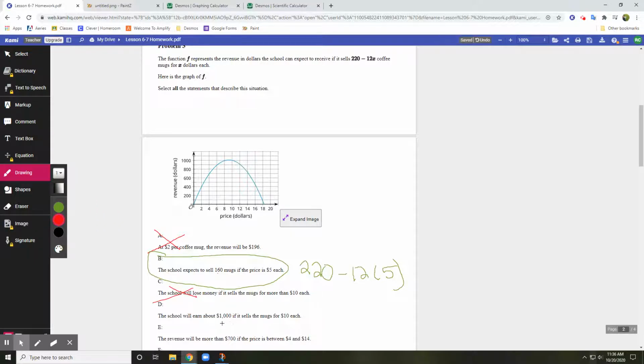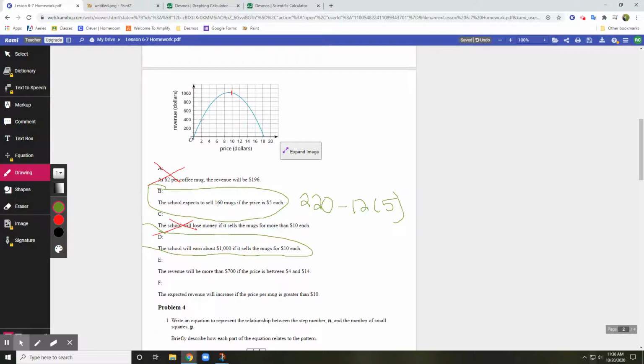The school will earn about $1,000 if it sells mugs for $10 each. Let's see, $10 hits right at about 1,000. Yes. So D is yes. The revenue will be more than 700 if the price is between $4 and $14. Let's see. Between 4 and 14. Yeah, I agree with that. Those look like where the 700 line hits. Okay, I'm going to take that off so I can make sure to get it. So I agree with E still being right.